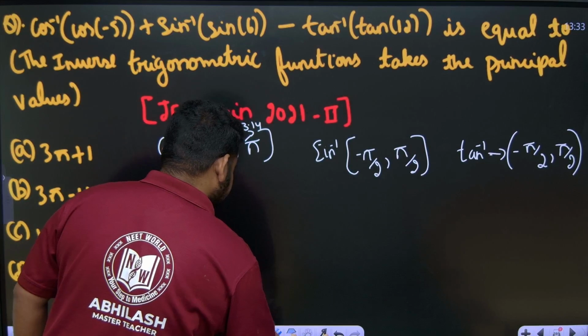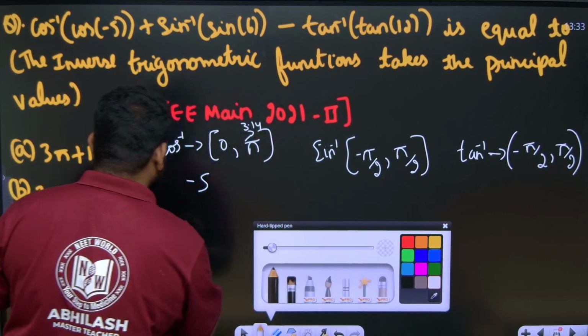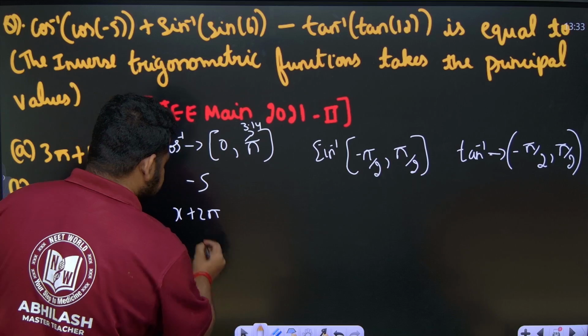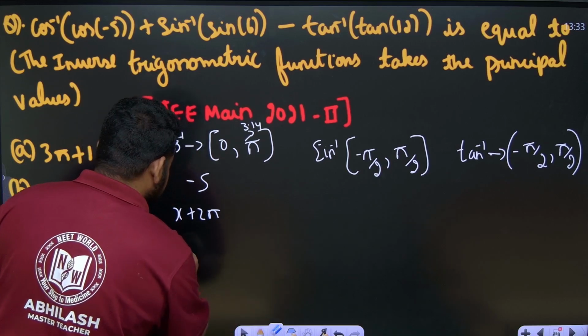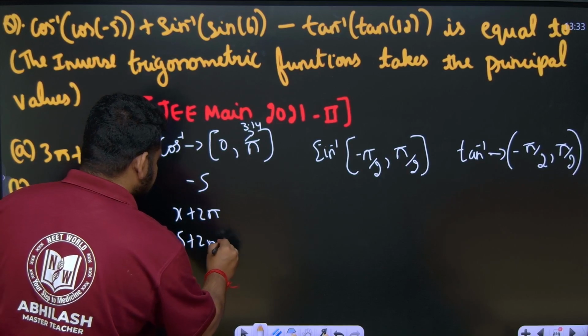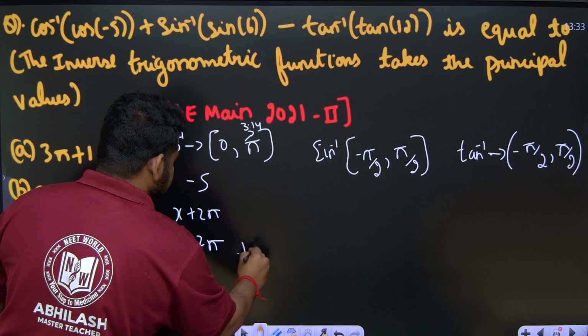For minus 5 the value is x plus 2 pi, but here x is nothing but equal to minus 5 plus 2 pi. Okay, then here is plus.